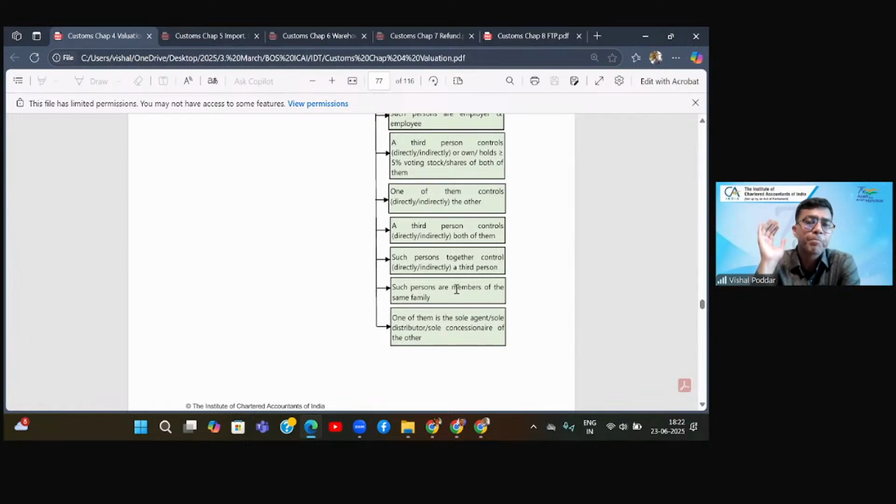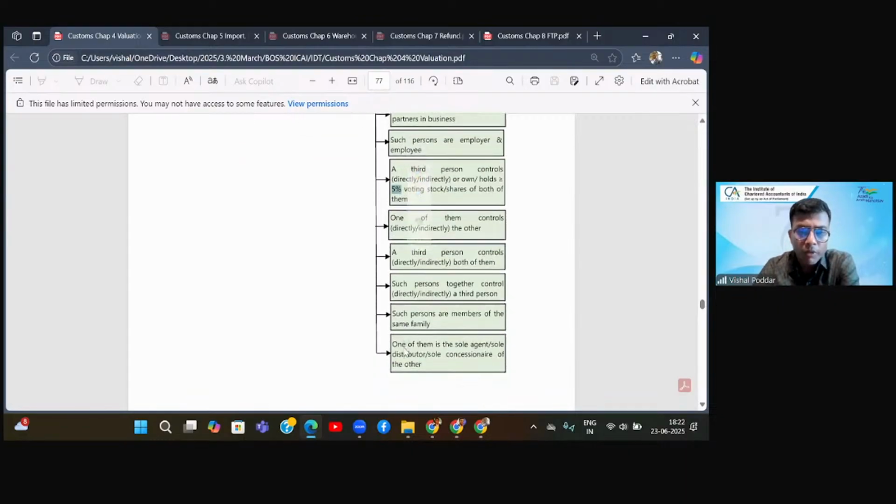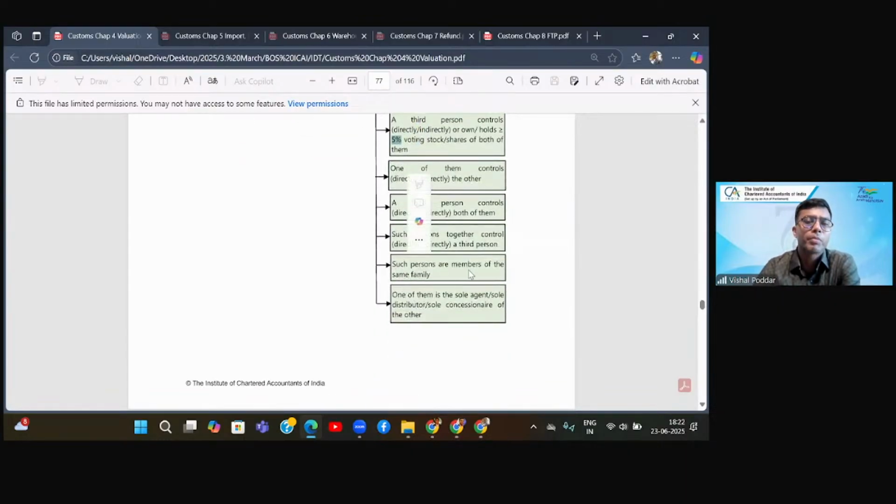Up to this point, everything is the same with one small difference. Here, what you have as 5% in the GST law is 25%. This difference is there. Here it is 5, in GST law it is 25. Barring this, all the first points up to here, persons are members of the same family, are the same. What is different is this. This is not there in case of GST law.